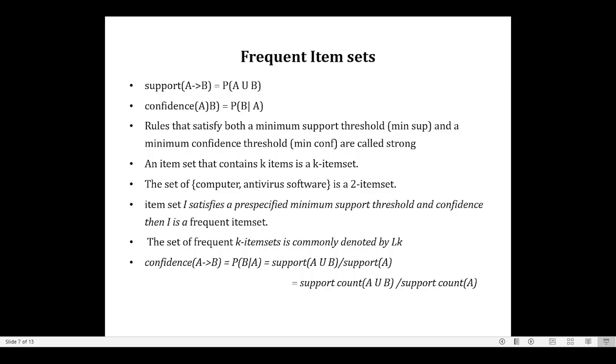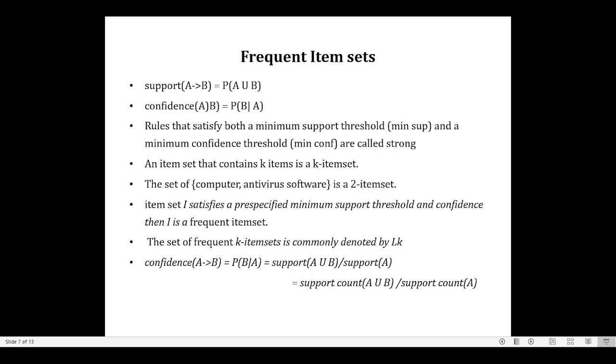An item set that contains k items is a k item set, and the set of computer and antivirus software is a 2 item set. If item set I satisfies a pre-specified minimum support threshold, then I is a frequent item set. The set of frequent k item sets is denoted by Lk.